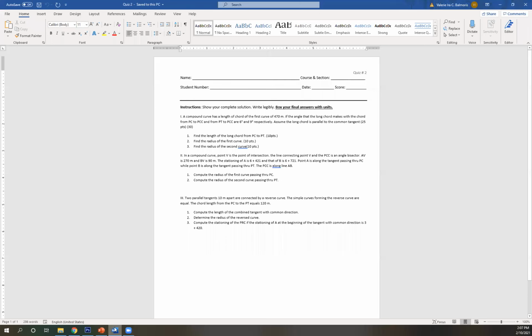In a compound curve, point V is the point of intersection. The line connecting point V and the PCC is an angle bisector. I've discussed what an angle bisector is, or perpendicular bisector. AV is 270 meters and BV is 90. The stationing of A is 6 plus 421, and that of B is 6 plus 721. Point A is along the tangent passing through PC, while point B is along the tangent passing through PT. The PCC is along line AB. So number 1, compute the radius of the first curve passing through PC.